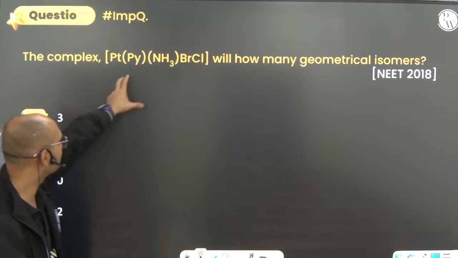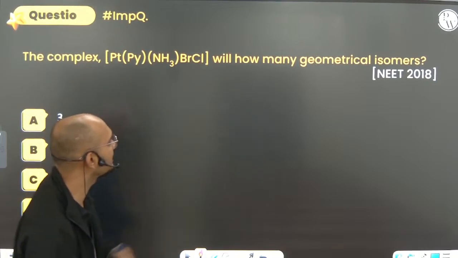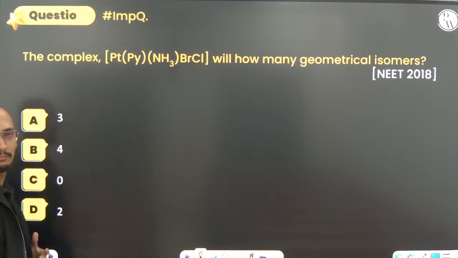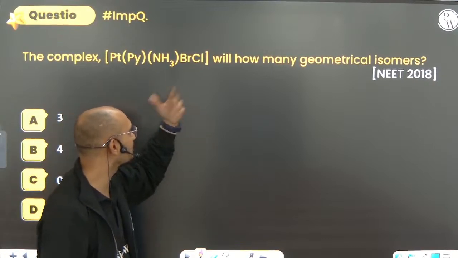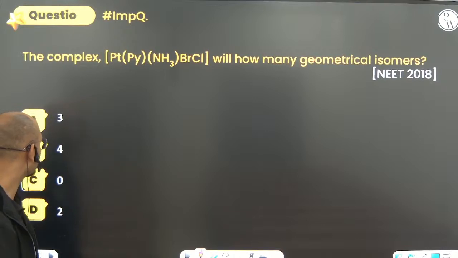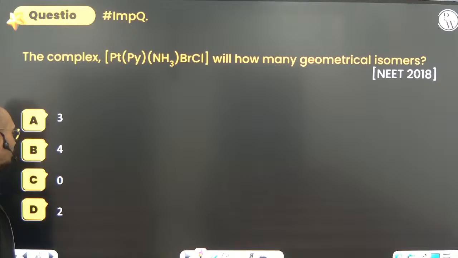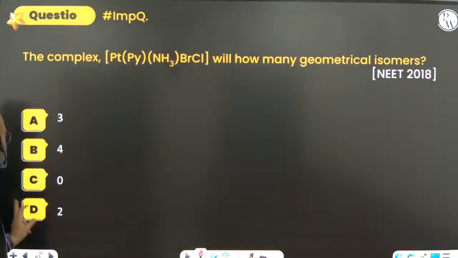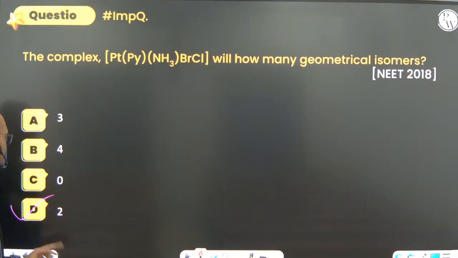The complex this will have how many geometrical isomers? Can you see? Because I told you it is tetrahedral or whatever is this. Just go through it. How many of the GI is there? So I hope you can see that there will be 2. You can just go and check that.